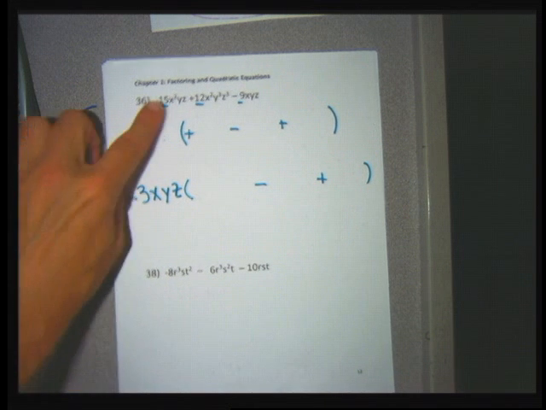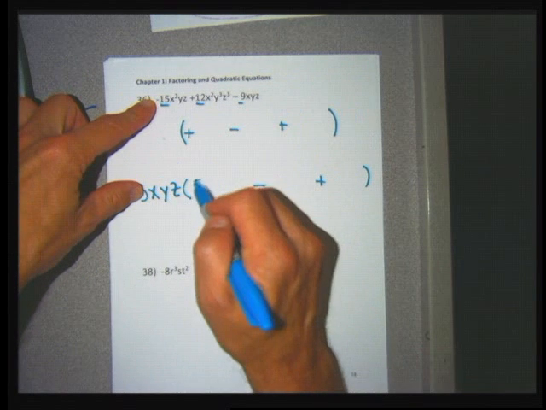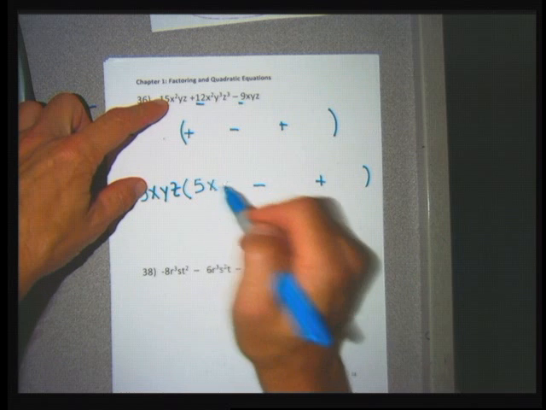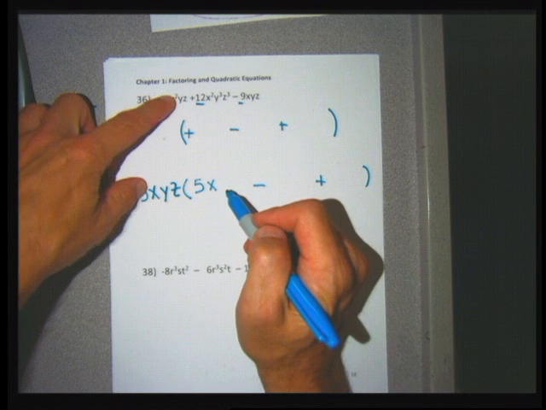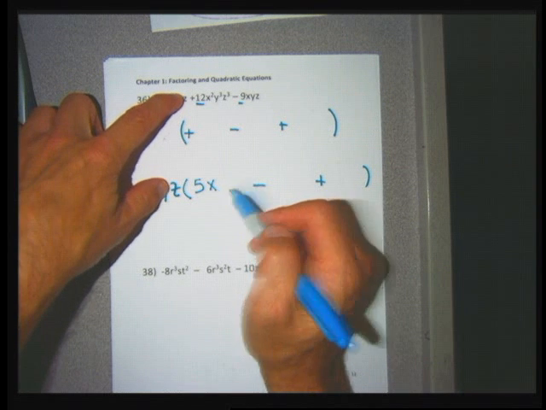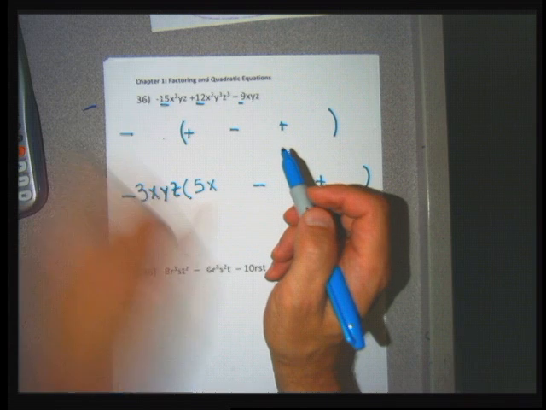So for the first piece, it had a 15. I factored out a 3. 15 divided by 3 is 5. It had 2 x's. I took 1x out. I'm left with 1x. Had 1y. I took the y out. I don't need a y. Had 1z. I took the z out. I don't need a z. So the first thing I'm going to have is 5x.